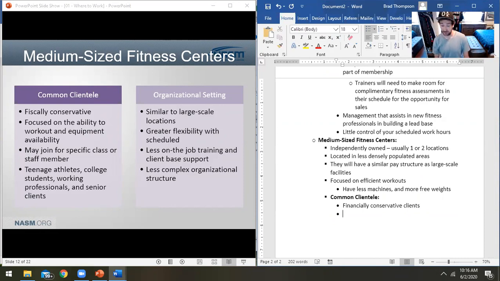The nice thing about a medium-sized place is if somebody's a member, they are probably a little more serious. I'm not saying people at LA Fitness aren't serious about getting results, or people at 24-Hour Fitness aren't serious about results, but generally if they sought out a small community medium-sized facility like this, a lot of times they're a little more serious about training. Focused on the ability to actually work out.